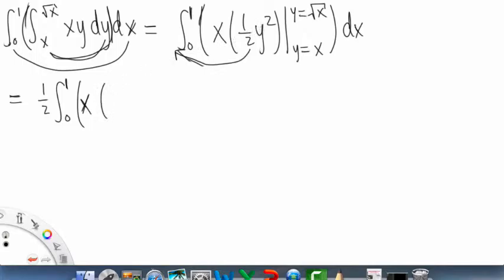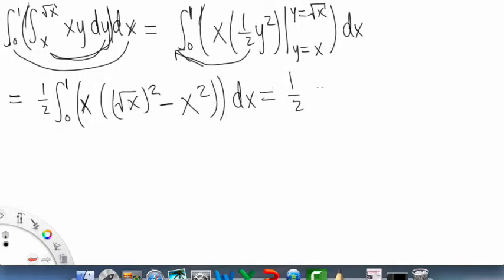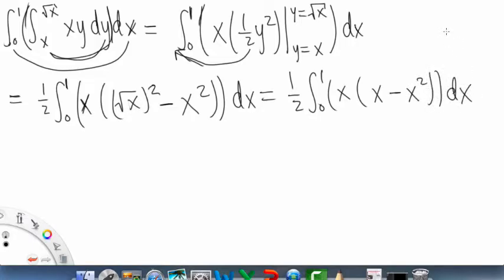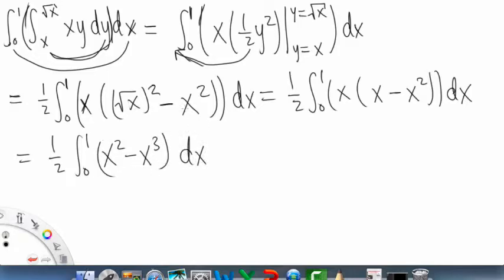times y squared. So we'll do the top one first. So square root of x squared minus x squared, and then dx. Okay, so this becomes a 1/2, 0 to 1, and we're just going to simplify here. So this turns into an x. So we have our x outside, and then x square root of x squared is x minus an x squared dx. And then on the next step, I'm just going to simplify a little bit. So then we have x squared minus x to the third, and then dx.